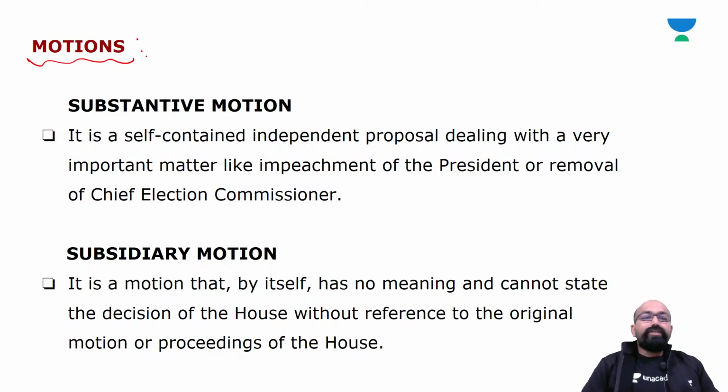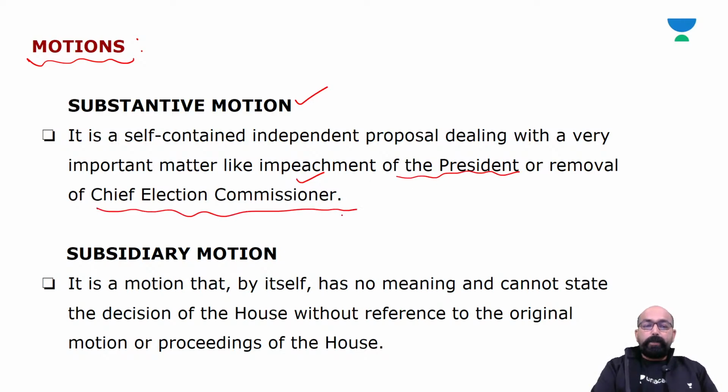Now, motions. So, substantive motion. It is a self-contained independent proposal dealing with a very important matter like impeachment of the president or removal of Chief Election Commissioner.